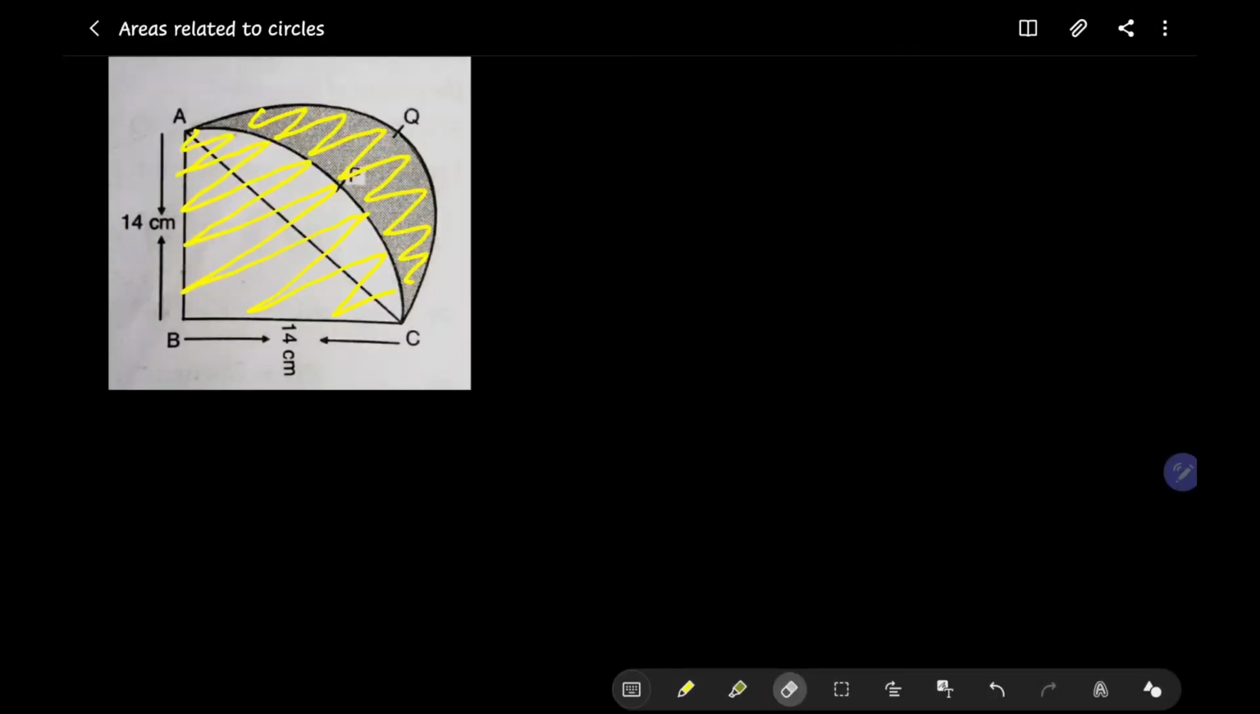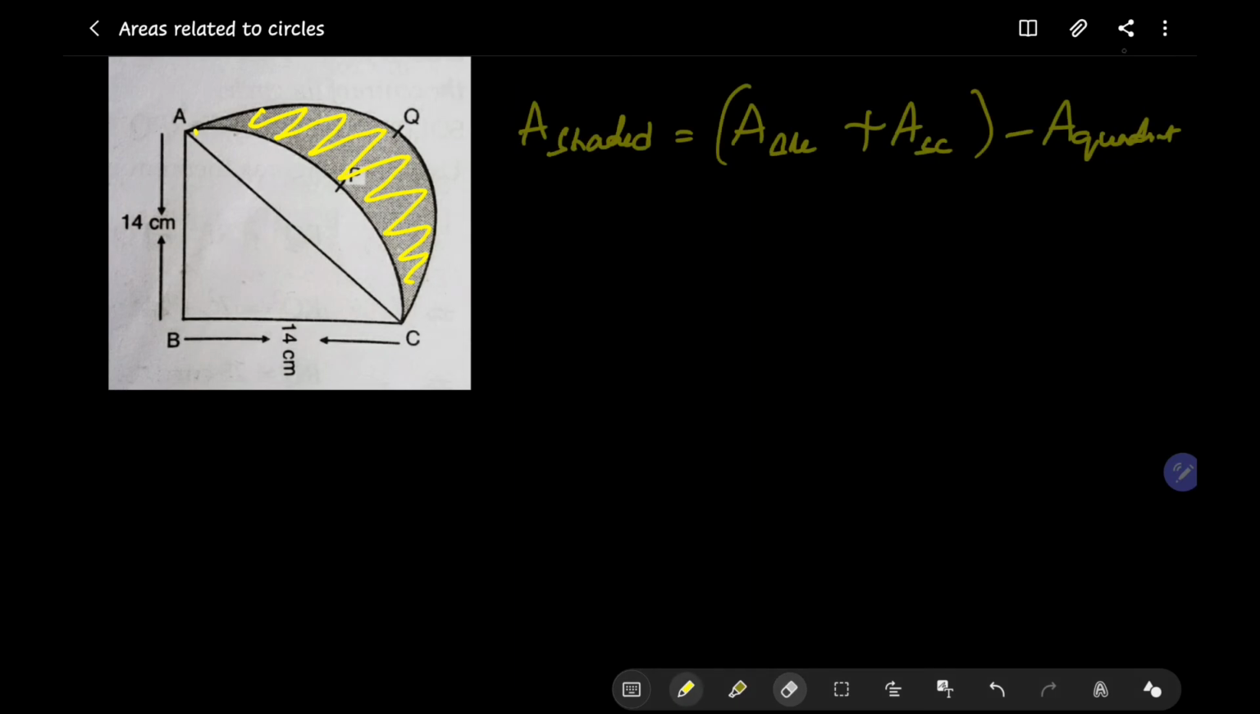Just like the previous problem, this problem also can be done by subtracting the quadrant area from the combination of the area of the triangle ABC and the semicircle AQC. Find out the diameter of the semicircle by applying the Pythagoras theorem in triangle ABC. I am leaving the calculation part for your practice, and let us see the final problem for today.